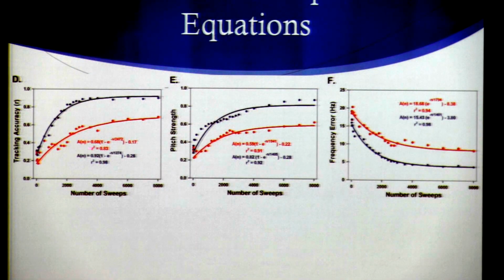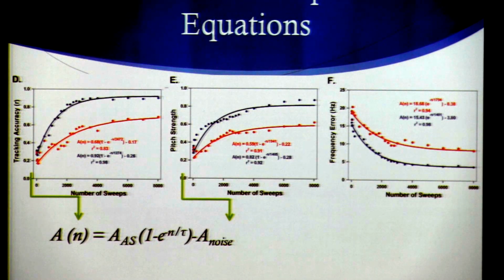All right, so these three figures show the fitted curve equations for the three indices, along with their exponential equations within each one, and also their coefficient of determination, or R squared. And that tells us how good of a fit we have of this curve to the data, right? So both tracking accuracy and pitch strength, since they had ascending trends, this exponential model was used here, where A is just some objective measure such as tracking accuracy or pitch strength. N is the number of sweeps that are used in the averaging process. A_AS represents the asymptotic amplitude, or where that curve kind of starts to level off.